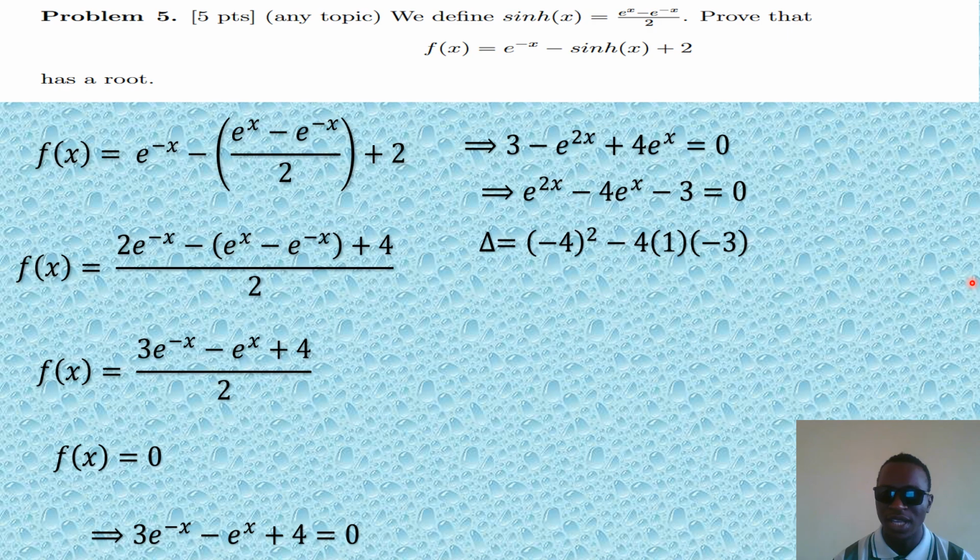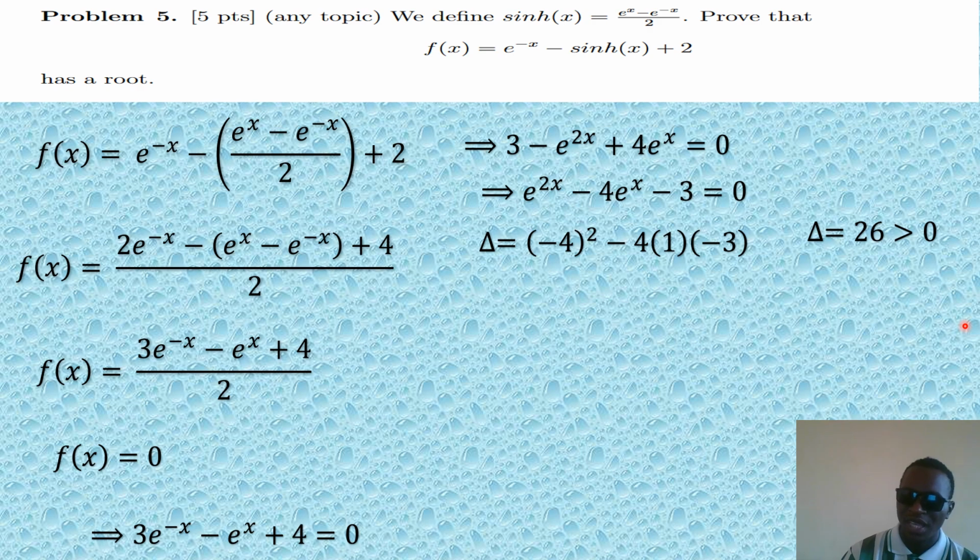And calculating the discriminant is just b squared minus 4ac. As you can see, my a is 1, b is negative 4, and c is minus 3. You just plug it into the formula b squared minus 4ac. That will give me the discriminant equal to 28, which is a positive value. What it means when the discriminant is positive is that the equation has real roots. The roots are real. Remember, we are solving for e raised to the power x, not x.